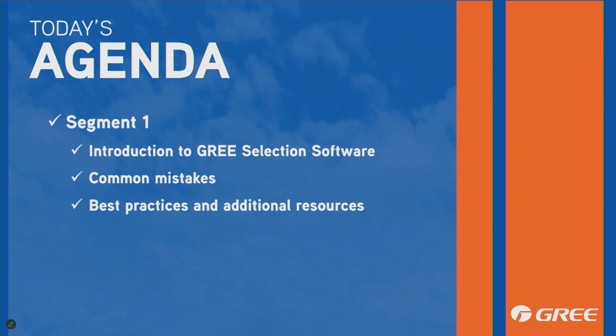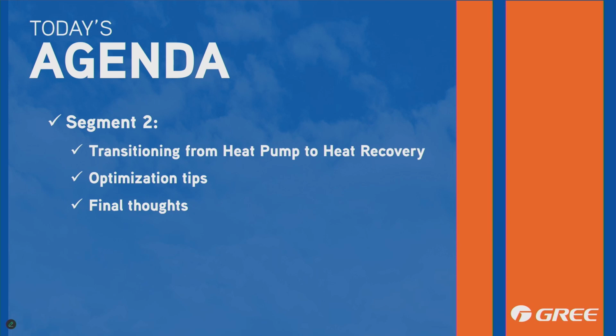Okay, so today we're going to be presenting on our introduction to MultiPRO Commercial Part 2. Part 1 was last week. I do believe that was posted on YouTube, so you can go and see Part 1 if you haven't seen it. Our schedule today: first we'll run a clip from recent training that covers introduction of GREE selection software, common mistakes, best practices, and additional resources. After that, we'll come back and chat with you live and answer any questions up to that point. Then we will continue with another section of training to cover transitioning from a heat pump to heat recovery, optimization tips, and final thoughts. And finally, we'll finish up with another Q&A session.